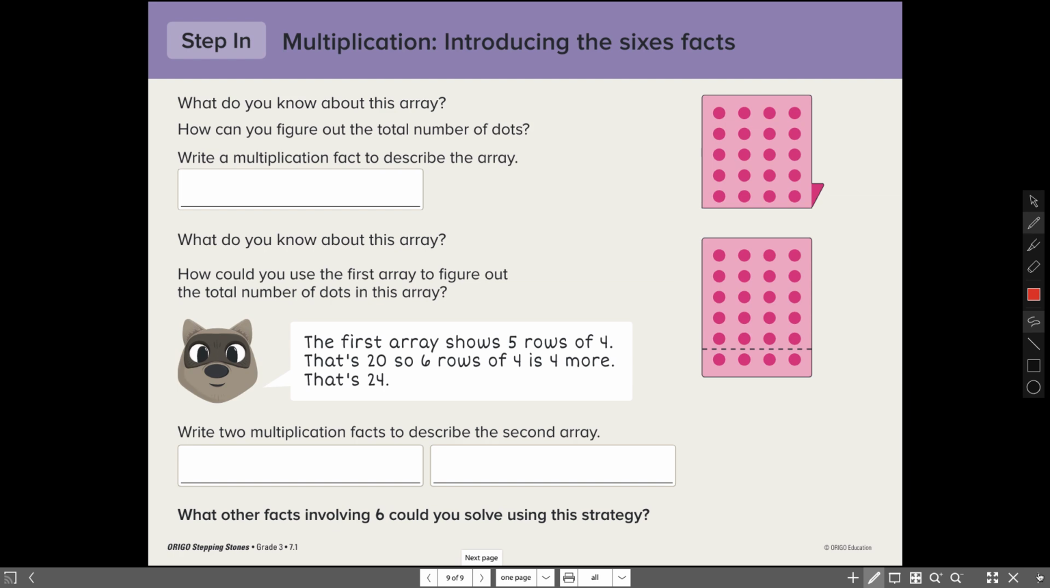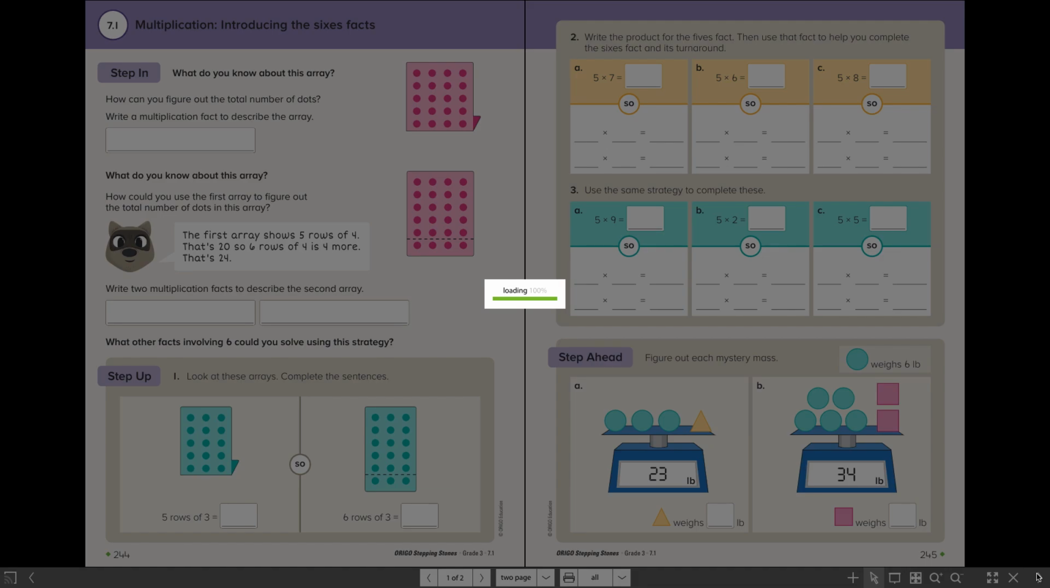So let's head back to our seats and see what we can figure out about this.